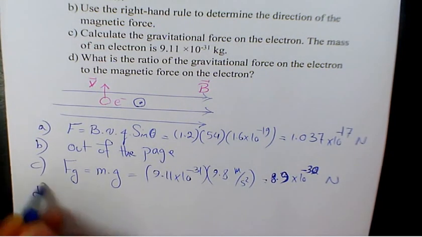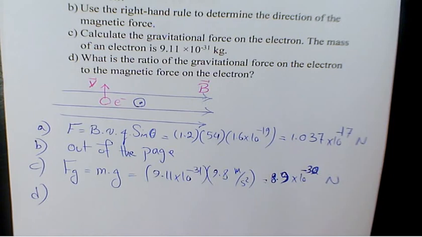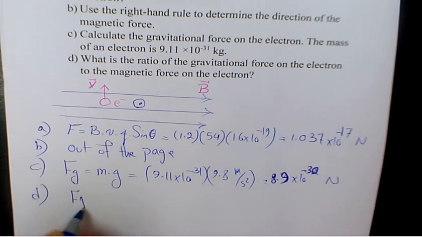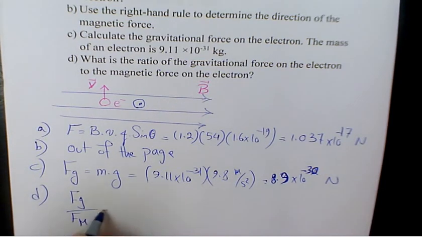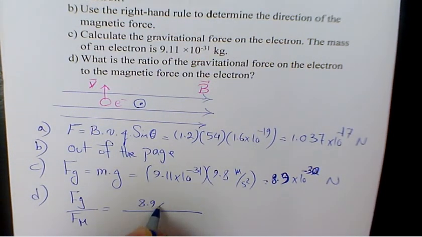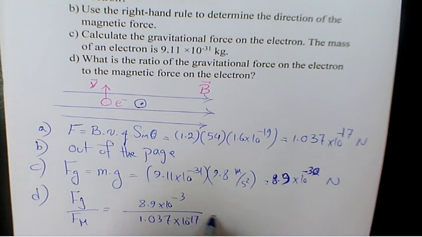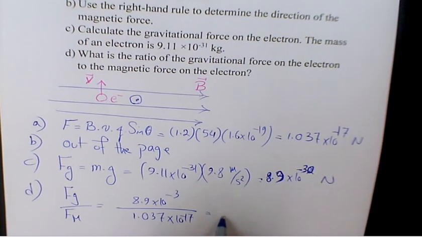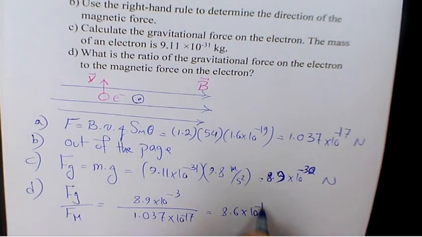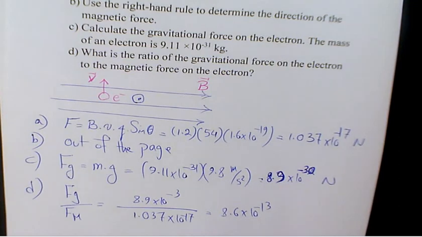Now part D, it says what is the ratio of the gravitational force on the electron to the magnetic force on the electron? So gravitational force, Fg, over Fm, magnetic force. Fg is 8.9 times 10 to the power of negative 30 Newton. Fm, magnetic force, is 1.037 times 10 to the power of negative 17. The answer is going to be 8.6 times 10 to the power of negative 13. It means that the gravitational force is much smaller than the magnetic force.